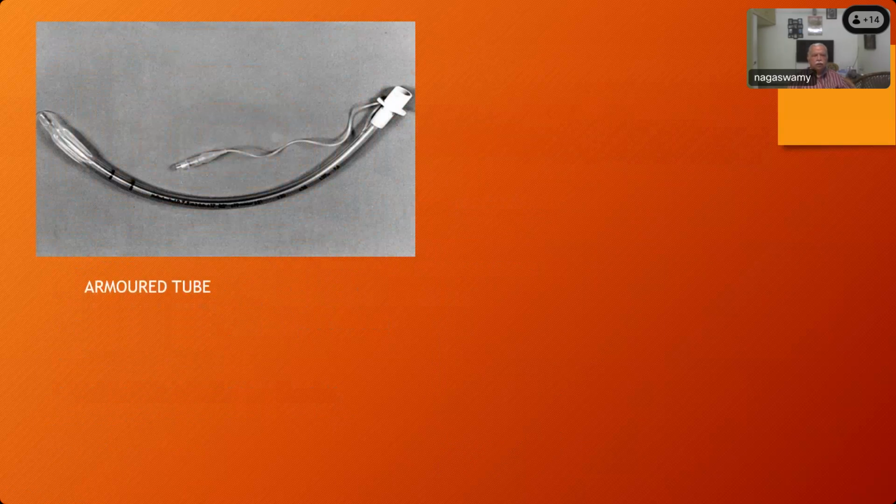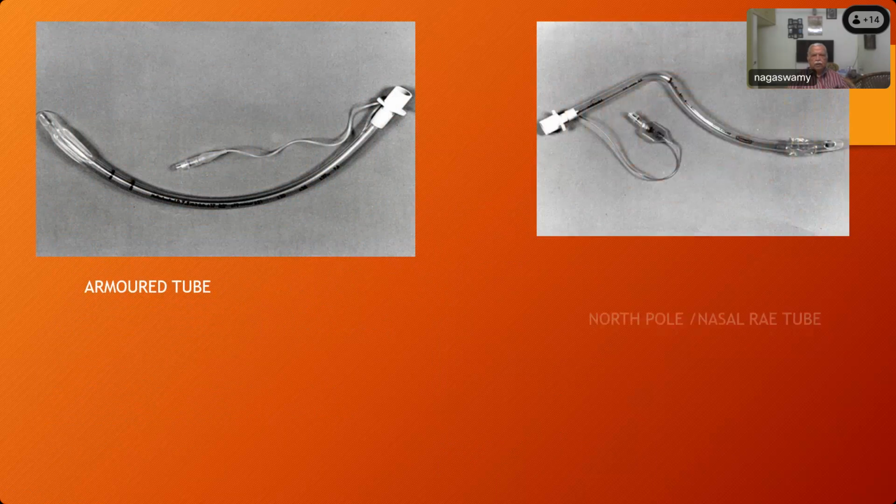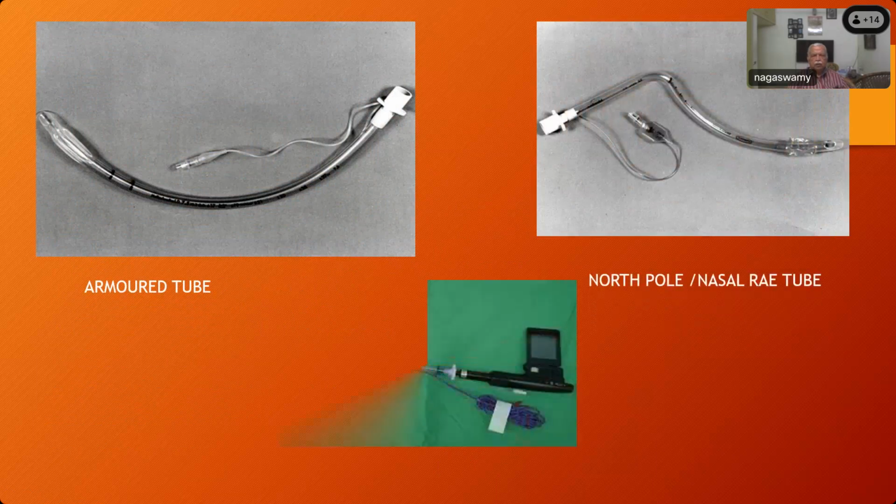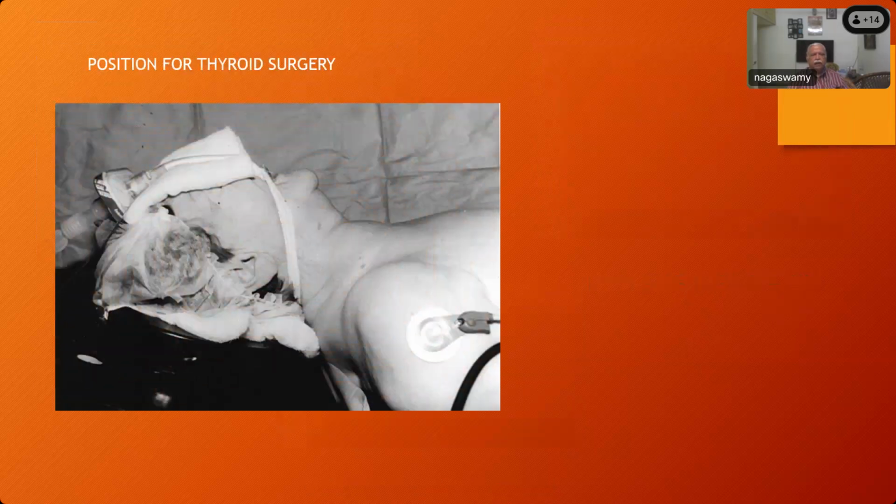This is the flexometallic tube. This is the North Pole or nasal RAE tube. Nowadays, to monitor the recurrent laryngeal nerve, we have an electromyographic tube mounted on the trachea. So these tubes are used nowadays to test intraoperatively the integrity of the vocal cords. And this is the position.